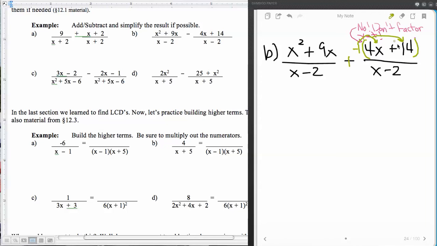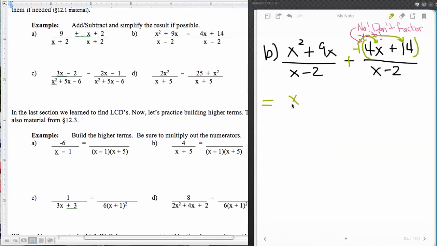And on this one, I want you to see that for x plus 14, you do not want to try to factor that, okay? It won't do you any good. We need to get the numerator totally together before we start any factoring. So just make sure you don't make that mistake.